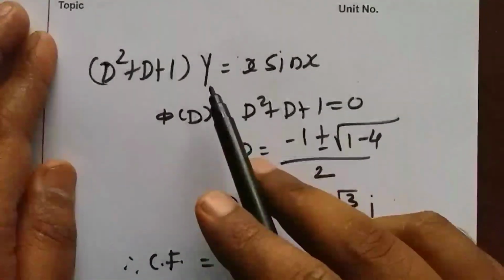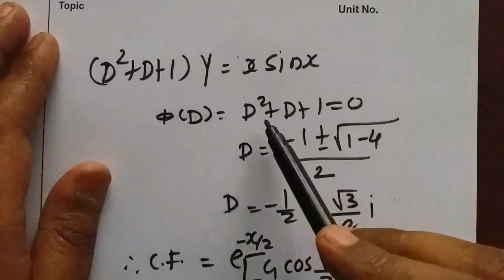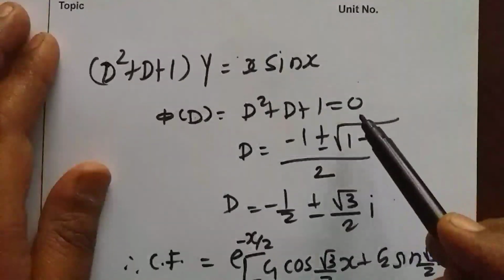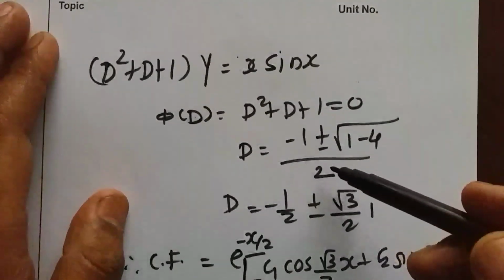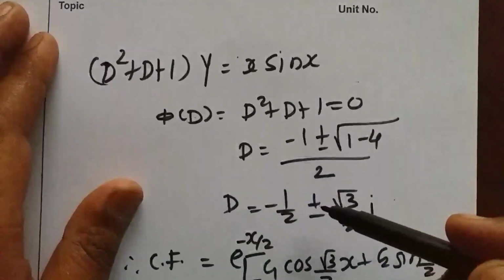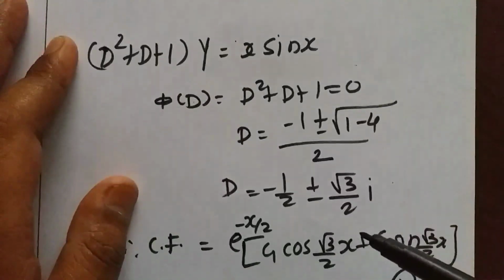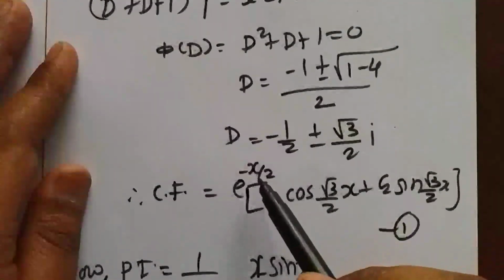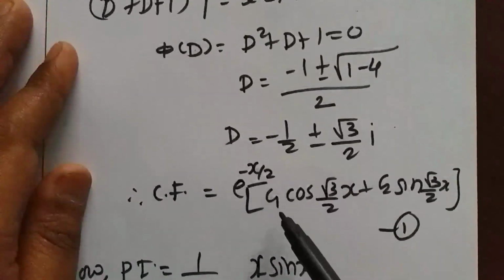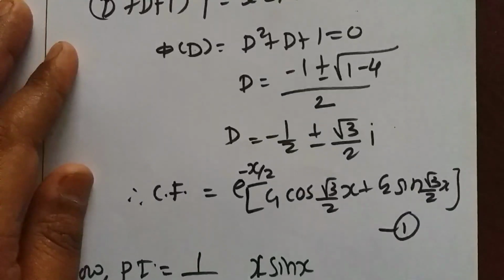(D square plus D plus 1) y equal to x into sin x. So phi of D for this problem is D square plus D plus 1, and if you equate it to 0, we'll get an auxiliary equation. The roots of the auxiliary equation, this is a second degree polynomial, we'll get the roots as minus 1 by 2 plus minus root 3 by 2 i after using that formula. Therefore the CF for this imaginary pair of roots will be e raised to minus x by 2 into (c1 cos root 3 by 2 x plus c2 sin root 3 by 2 x). Give this equation number 1.